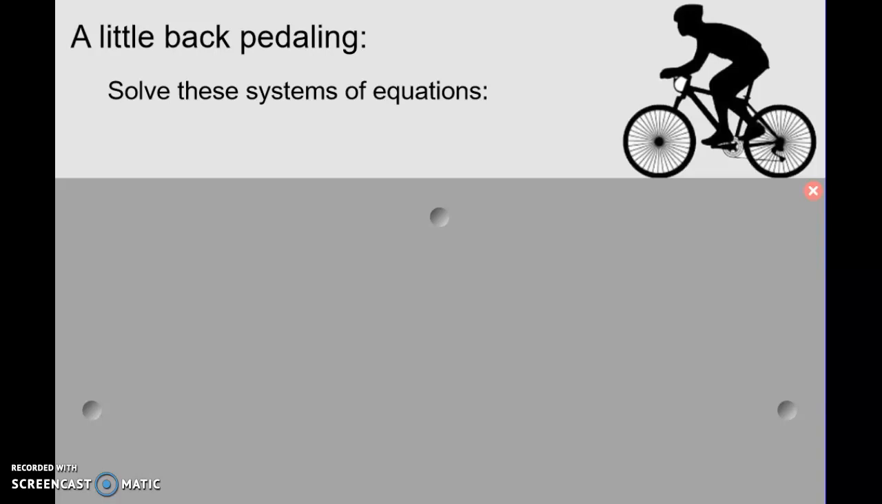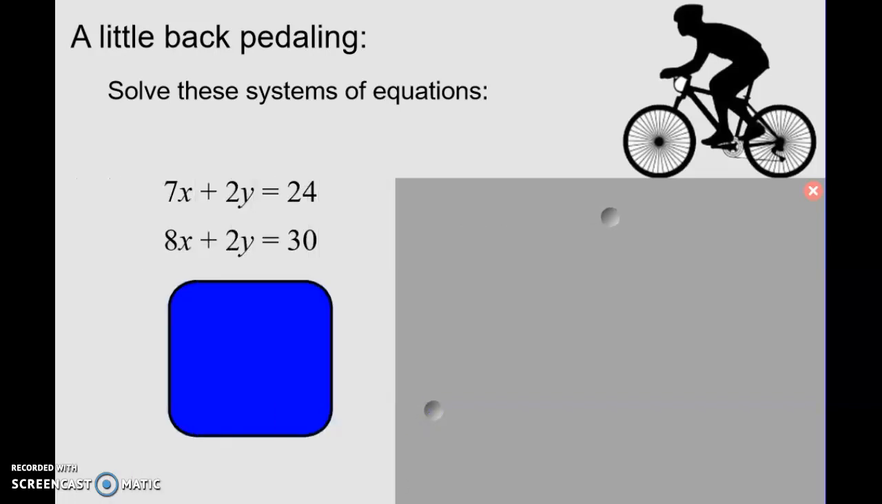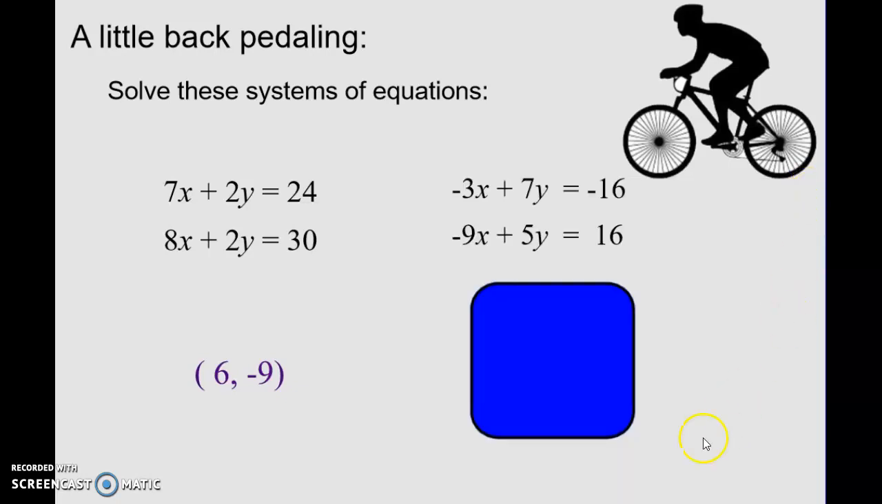So before we start today's lesson, it seemed like there were some issues yesterday with solving systems of equations. So we're going to start here today. Solve this system of equations. Hope you got that as an answer. Now solve this system of equations.